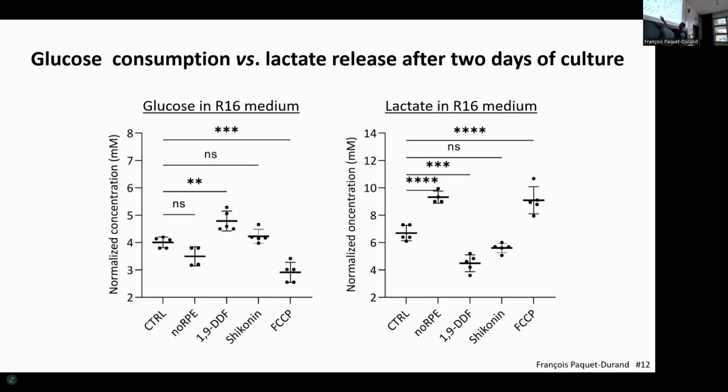But in the control condition, we have a certain glucose consumption from the initial glucose level that we put into it. And when we have no RPE, there's more glucose consumption, compatible with the idea there's more glycolysis. In the FCCP case, also less glucose, more glycolysis. And conversely, lactate production under the control conditions, there's a certain amount of lactate release. No RPE releases more lactate, more glycolysis, and especially FCCP releases even more lactate. Okay, so far we roughly understand what is going on. Under certain conditions, there's more glycolysis, and in others, there's more oxidative phosphorylation.